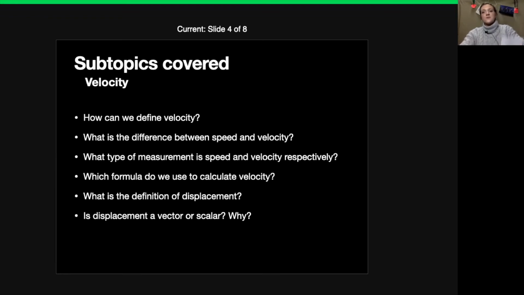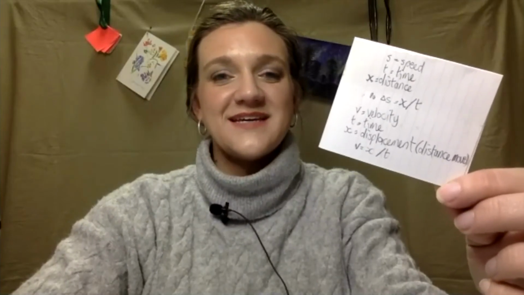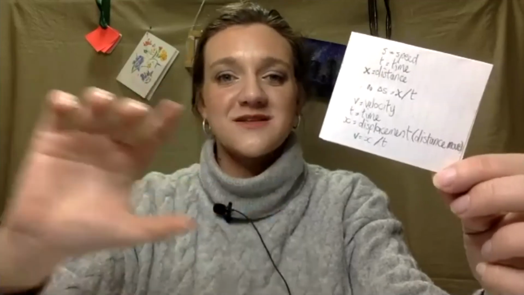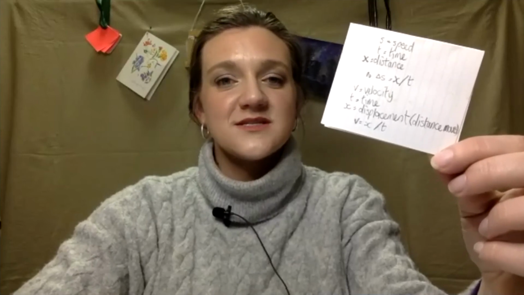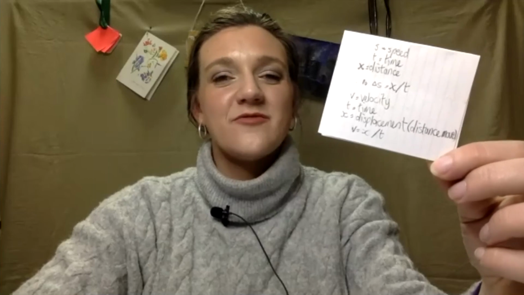Here you will see both the speed and the velocity on one ticket. Okay, so as you can see, you have velocity, which is v, t, which is time, and x, which is displacement or distance moved. So remember, you have to give the direction that it moves as well. And therefore, you will have v equals x, which is this displacement or distance moved, divided by t, which is the time in seconds that it traveled. And the top section is the difference between speed and velocity calculation.